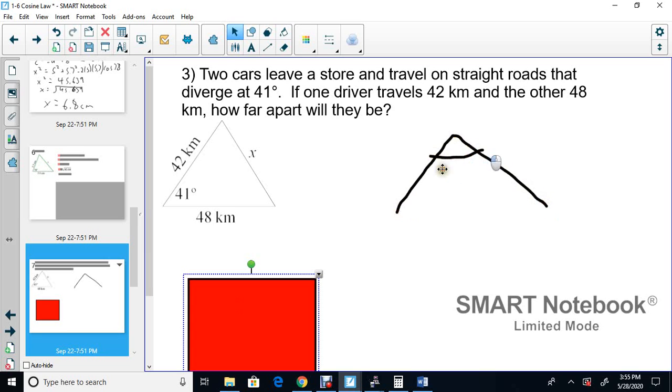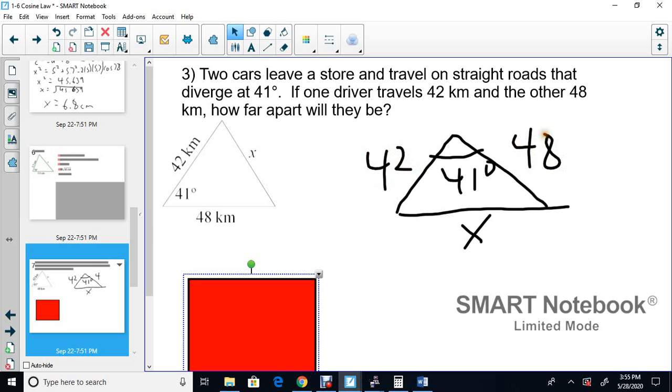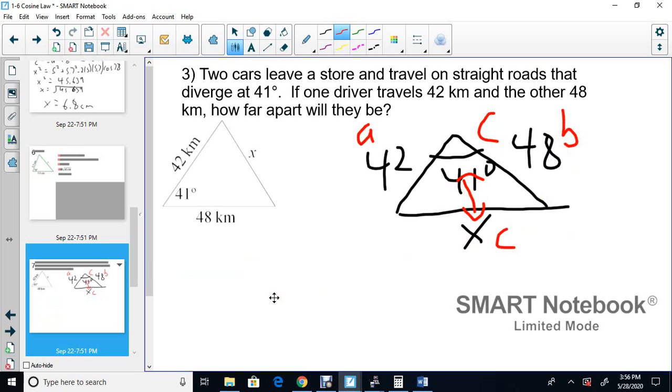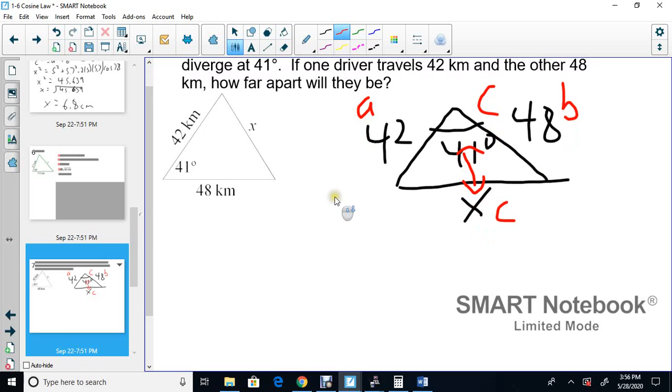So this here is 41 degrees, and they're that far apart. We don't know what it is, x. We can put 42 kilometers here and 48. As long as you understand that this is your little c, and that's your capital C, and that could be A and B. As long as you understand that across from the angle is the little c. So let's do the same question.